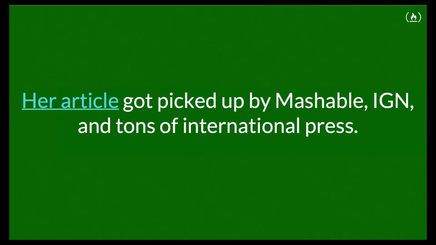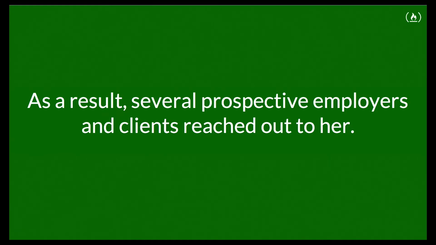I coached her through it, and we wrote a Medium publication. And her article was huge. It got picked up by Mashable. It got picked up by IGN, a whole lot of international press, and it raised awareness of this issue. So she was able to use her scientific skills from being a marine biologist, kind of port it over to doing data visualization and data science. And as a result, a whole lot of employers and prospective freelancing contracts came her way from this article.